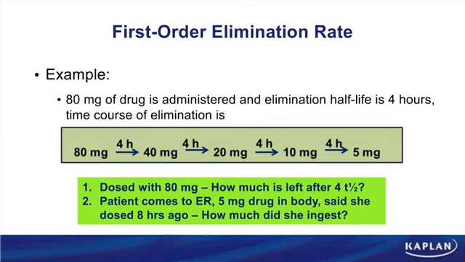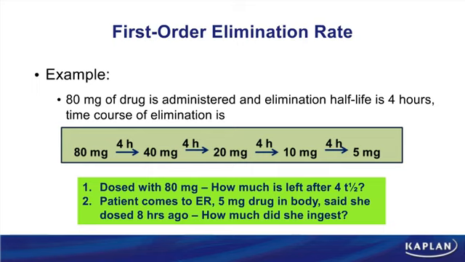Once again, it's good to have an example. Here for first order elimination, we start with 80 milligrams, but we're actually told that the half-life of this drug is 4 hours. So every 4 hours in this graph, we're seeing the levels be cut in half. We go from 80 down to 40 in 4 hours, 40 to 20 in 4 hours, 20 to 10 in 4 hours, and then 10 down to 5 milligrams in 4 hours.